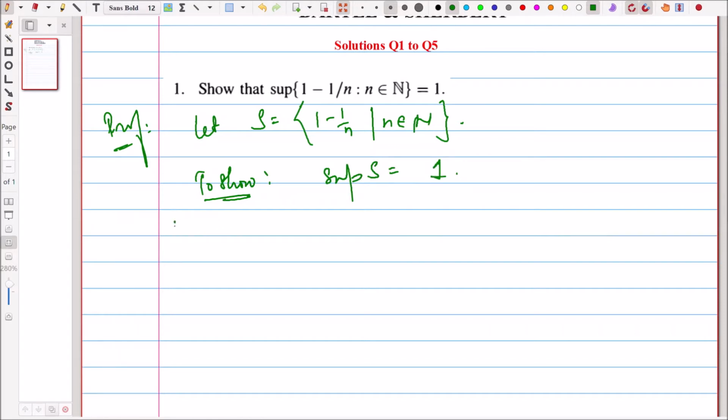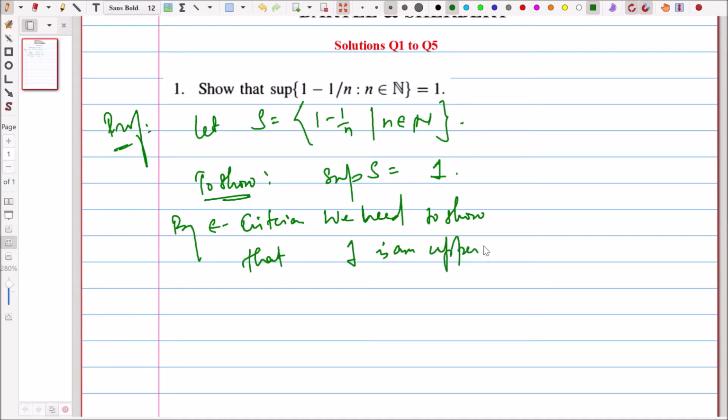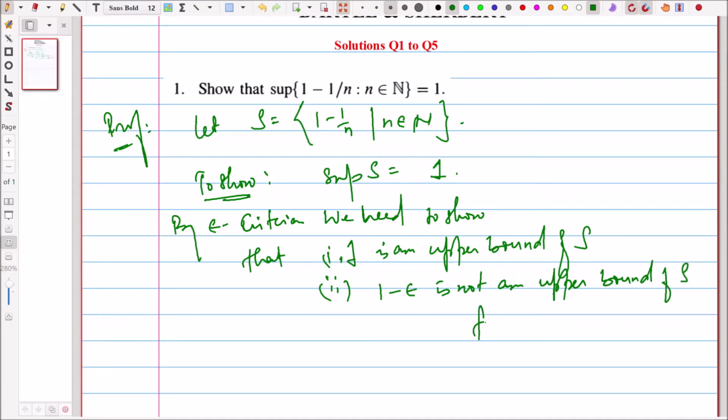So by the epsilon criteria we need to show, first, that 1 is an upper bound of S, and second, that 1 minus epsilon is not an upper bound of S for every epsilon greater than 0. So these two things we have to show.